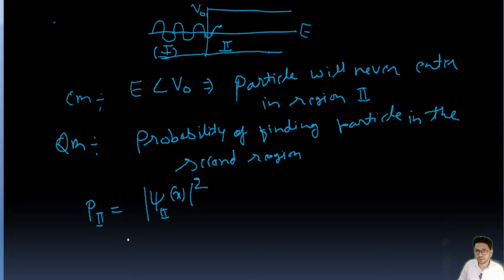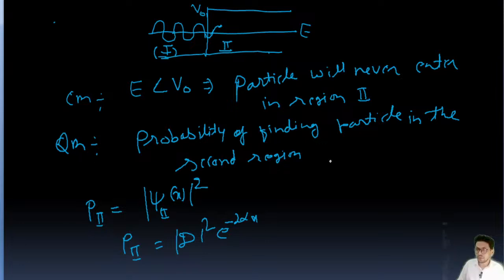Or P second, with this wave function we know, is mod D square e to the power minus 2 alpha x. This is the probability of finding the particle in the second region. Quantum mechanically we can find the particle in the second region, but classically it's not possible.